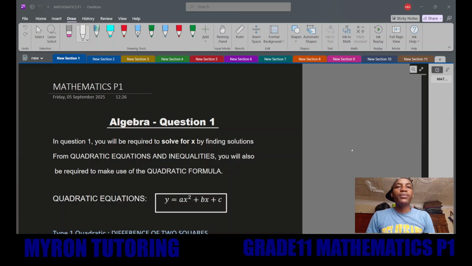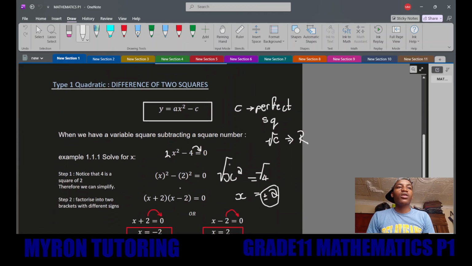So going straight into our notes, we have type 1 quadratic, which is the difference of two squares. This is when we have an x squared minus a number which is a perfect square. So when we have a variable squared, x squared, subtracting a square number, c, then we are going to be having a difference of two squares.